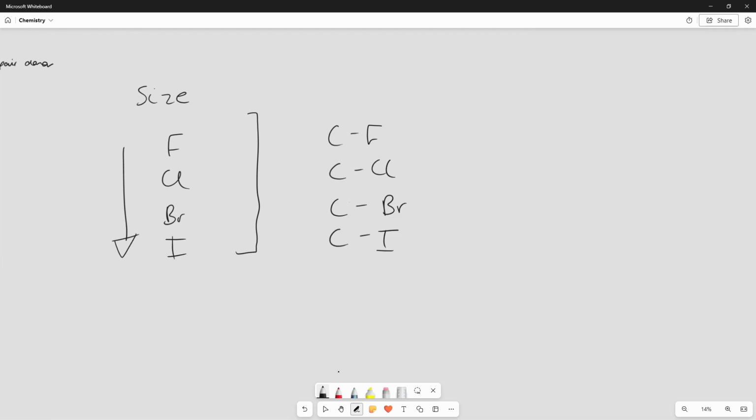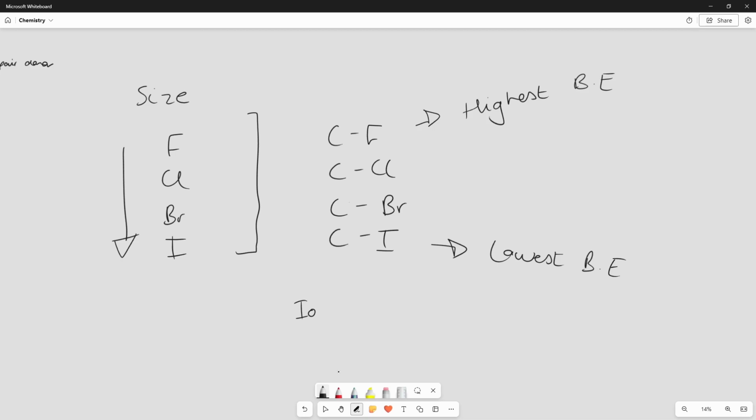This means that more energy is required to break that bond because it's stronger, and it has a higher bond enthalpy. So the carbon-fluorine bond actually has the highest bond enthalpy, and this actually has the lowest bond enthalpy. So bond enthalpy is the energy required to break a covalent bond. I'll just write Be for bond enthalpy. And because it is easier to break the carbon-iodine bond than it is to break the carbon-fluorine bond, because the carbon-iodine bond has the lowest bond enthalpy, it's actually easier to break when it undergoes a nucleophilic substitution reaction.